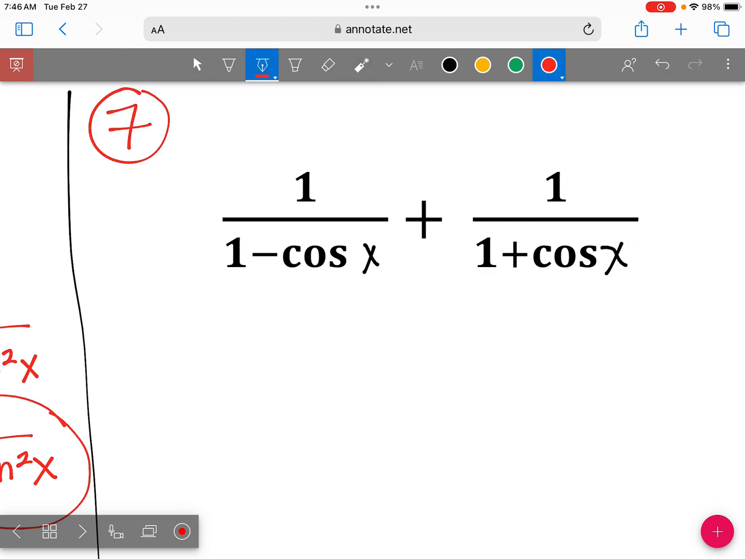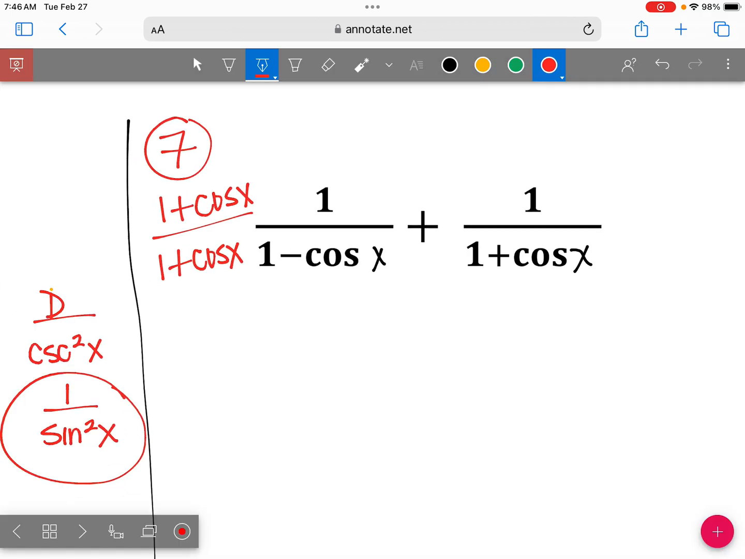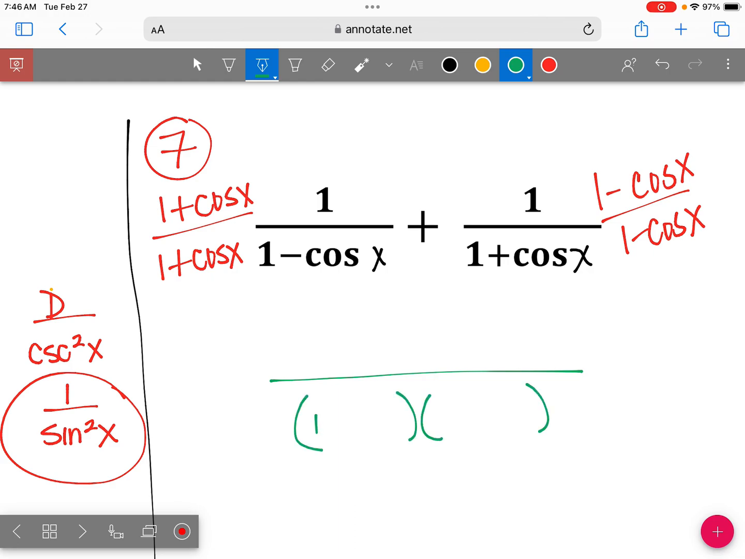So I have 1 plus cosine x that I'm multiplying top and bottom by. And then I have 1 minus cosine x that I'm multiplying top and bottom by. So my denominator is going to have both of those groups. It's going to have a 1 plus cosine x and a 1 minus cosine x. That's what I have in my denominator.